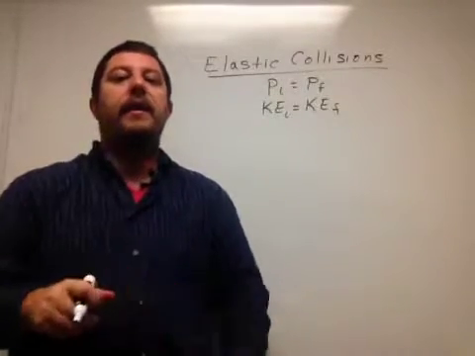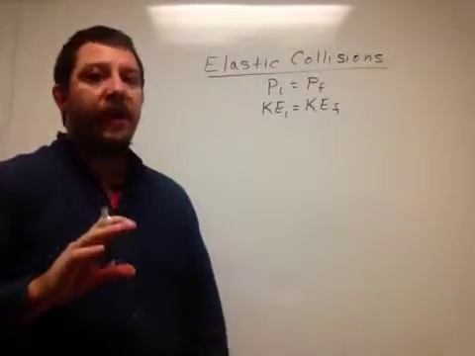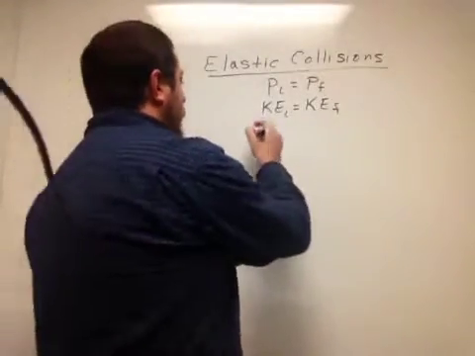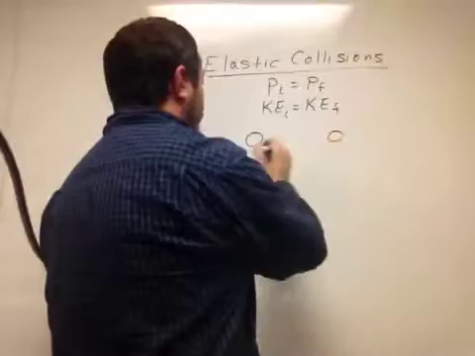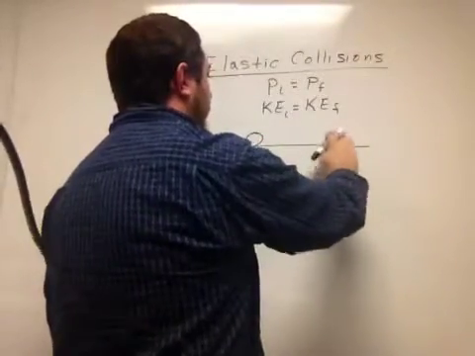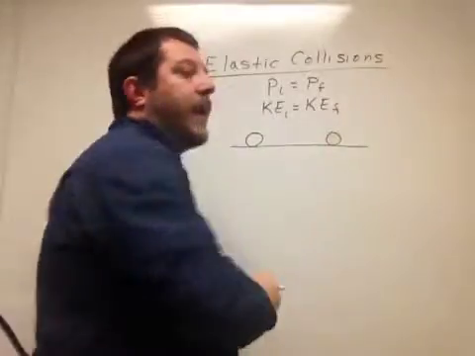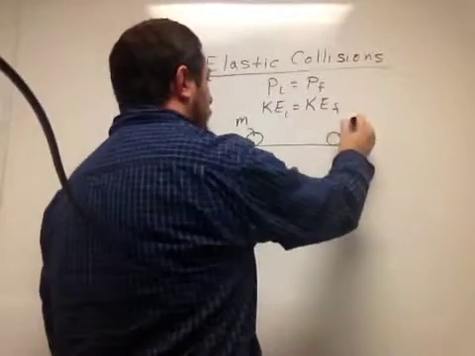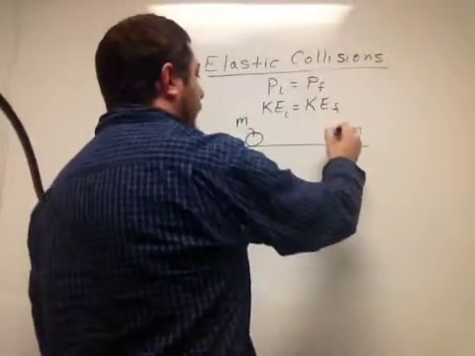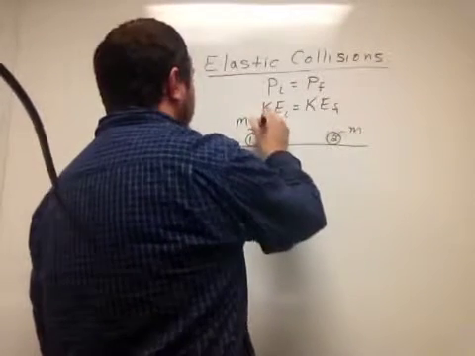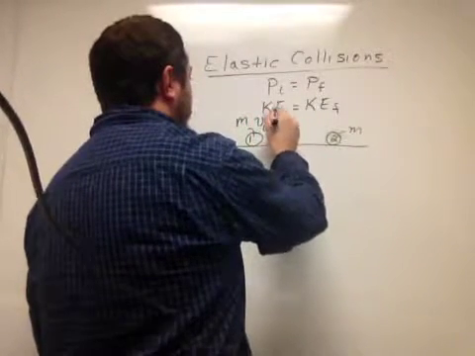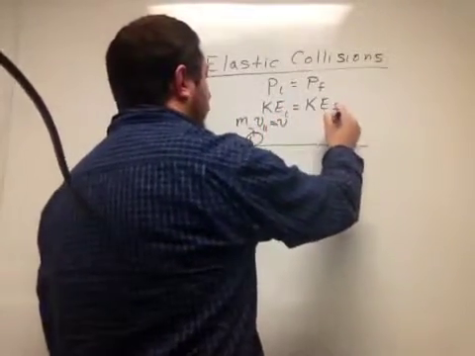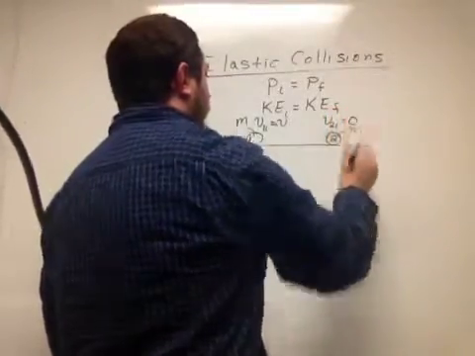So let's do a typical problem here, and we're going to start out with the assumption that the masses are the same. This simplifies the math a little bit. So let's say that I have two objects, possibly billiard balls, and they have the same mass. They're both of mass m. I'll call this ball 2, and we'll call this ball 1. The initial velocity of ball 1 we'll just call v, and the initial velocity of ball 2 is 0.